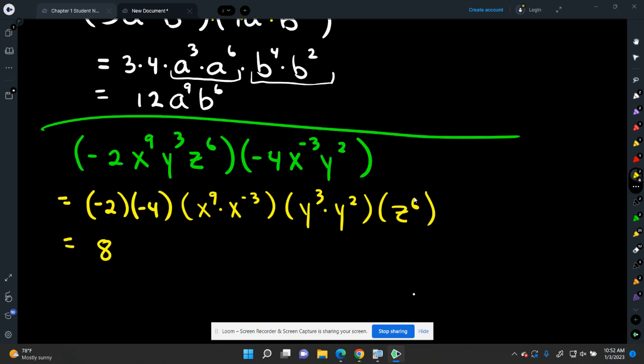X to the 9th times x to the -3rd is x to the 6. Y to the 3rd times y squared is y to the 5th. And then we have z to the 6th. We're done. Okay? Questions?